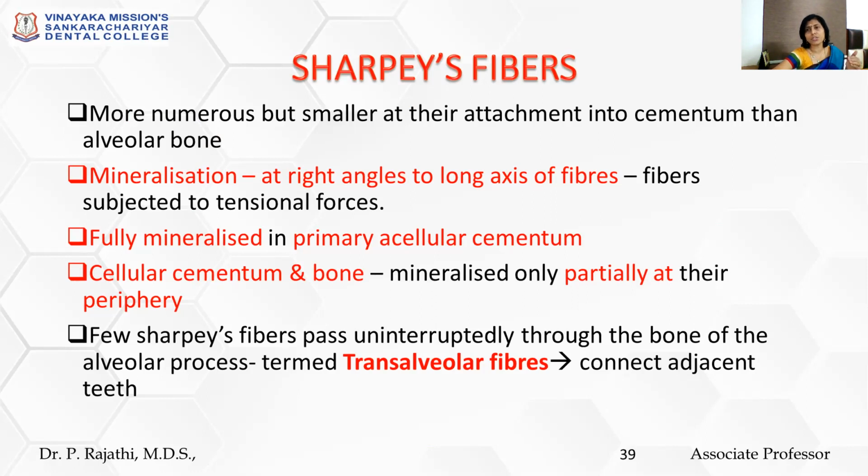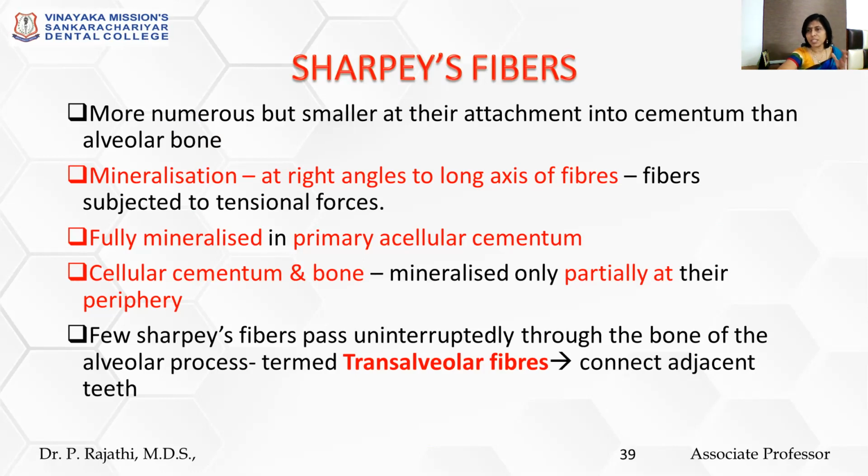So the mineralization is going to occur at right angles to the long axis of the fibers. It's going to occur at right angles. So the primary acellular cementum will show fully mineralized Sharpey's fibers, whereas in the case of cellular cementum and bone, mineralization is only partially going to occur, only at the periphery.